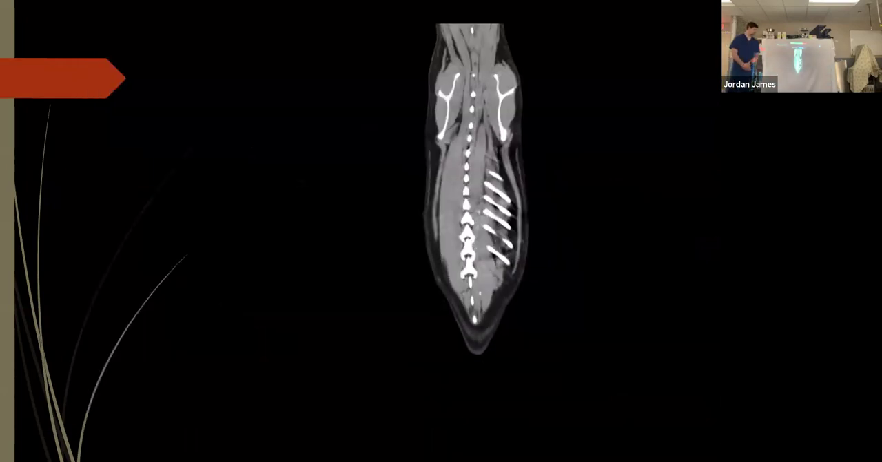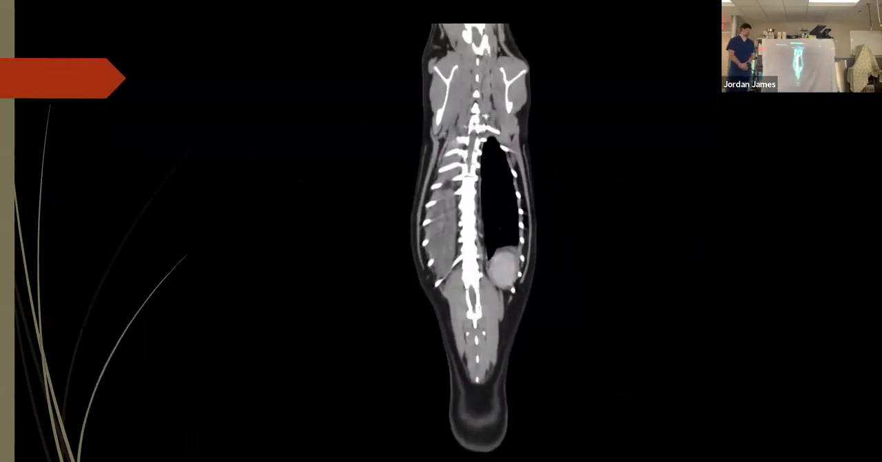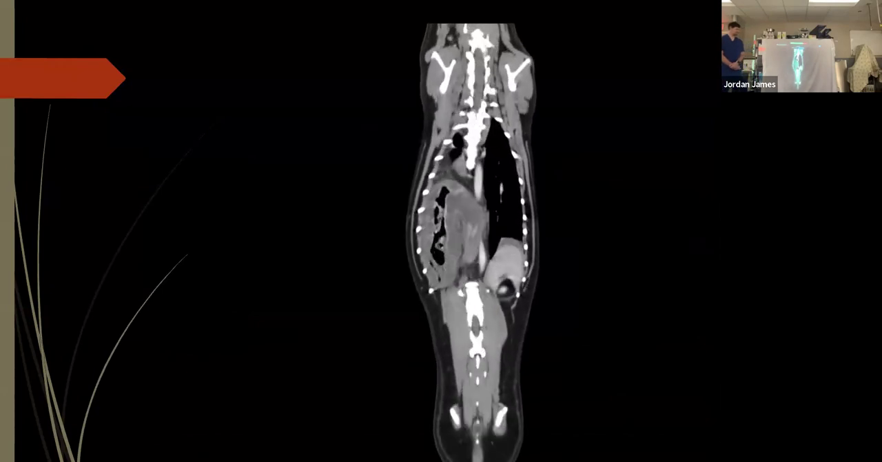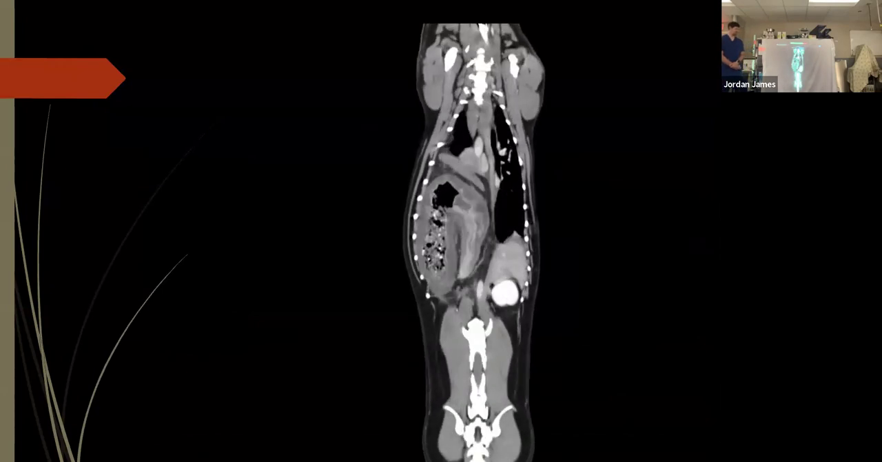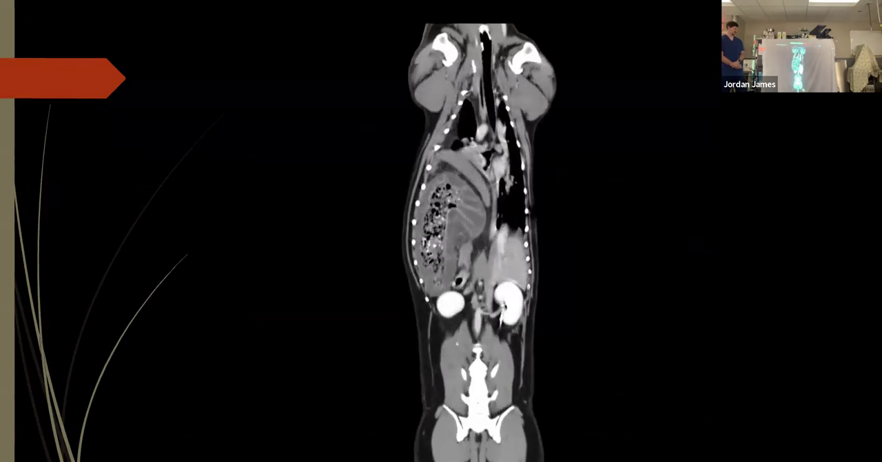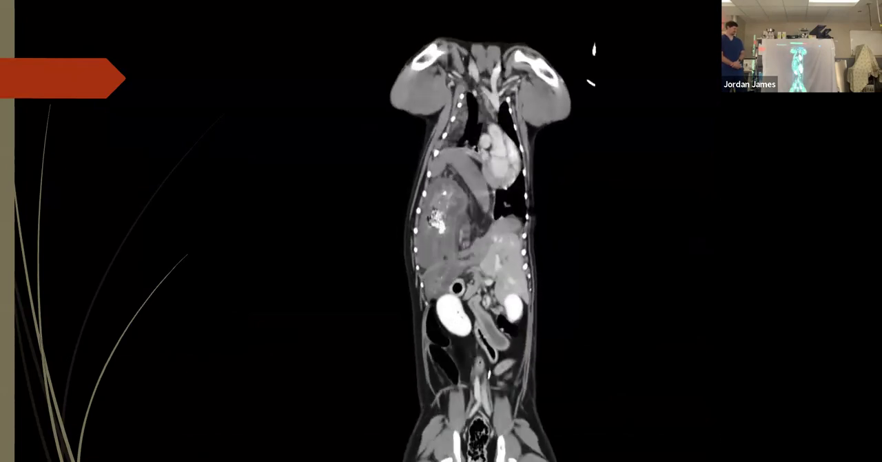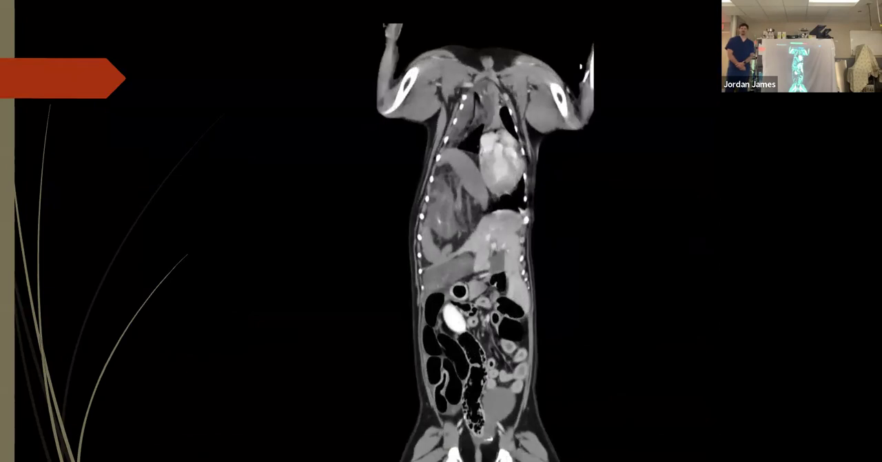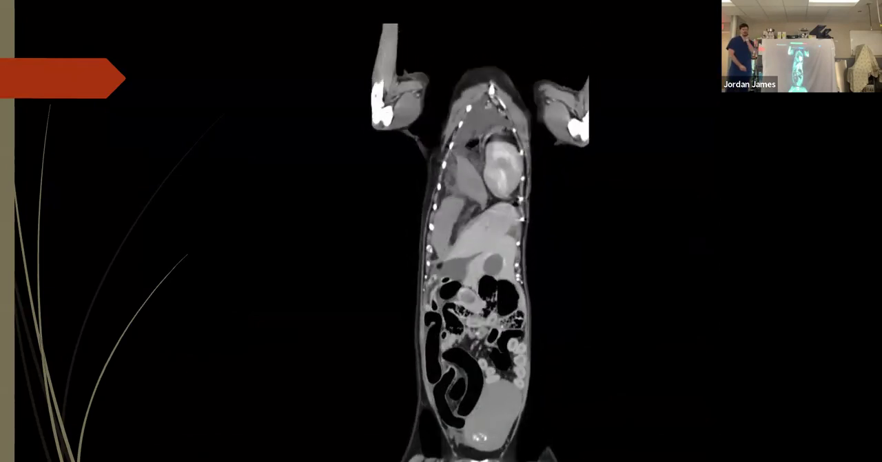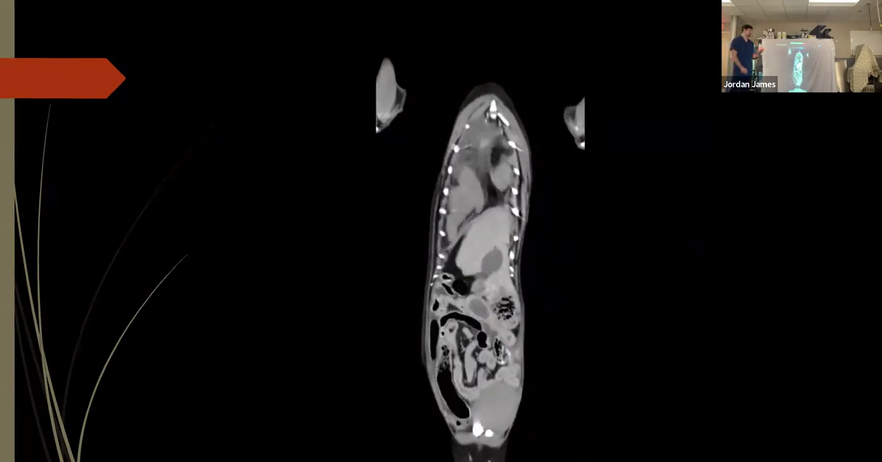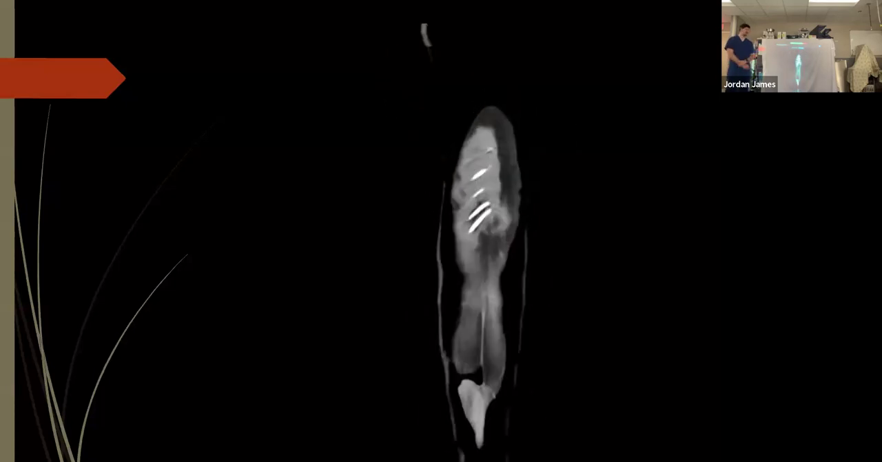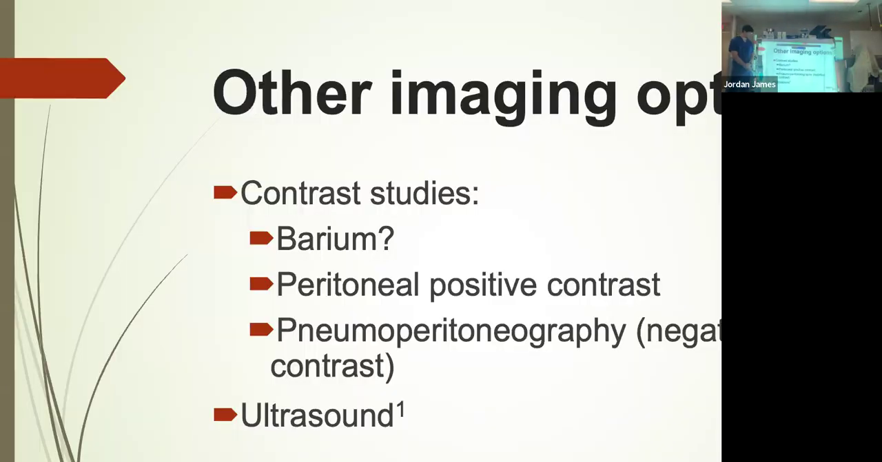But as we move to a more coronal view, you'll watch it scroll through, and it can be pretty obvious that the majority of that right side of the thoracic cavity has some colon in there. That's going to be spleen coming into view, and the heart's been pushed off to the side. So depending on the view you're looking at on CT scan, it can be more apparent which side the diaphragmatic hernia is on.